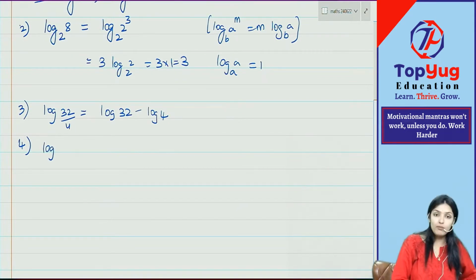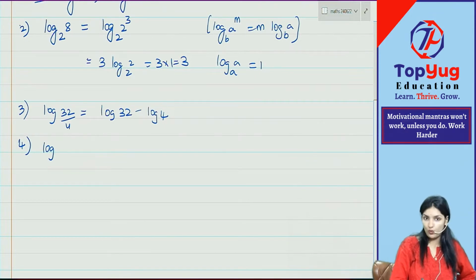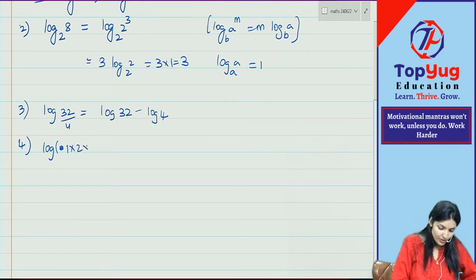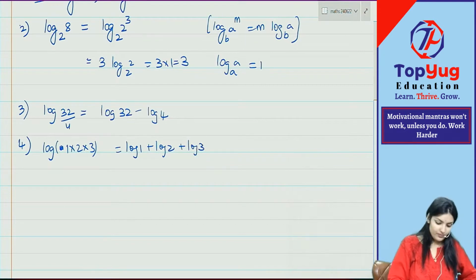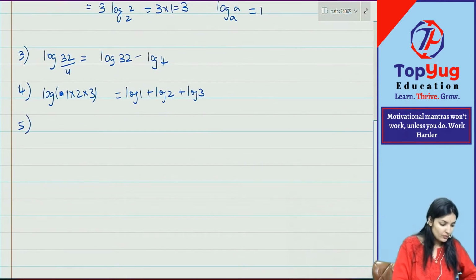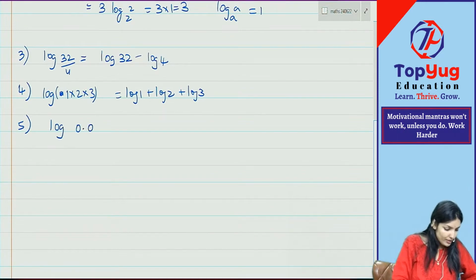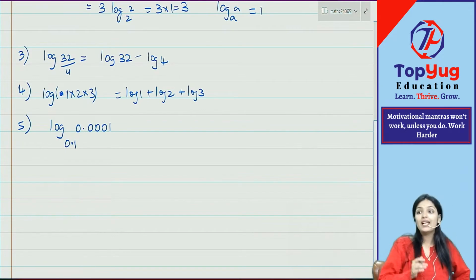Very good. M into N into O formula that is. So it is 1 into 2 into 3, log 1 plus log 2 plus log 3. Chalo, fifth one: value of log 0.0001 to the base 0.1.